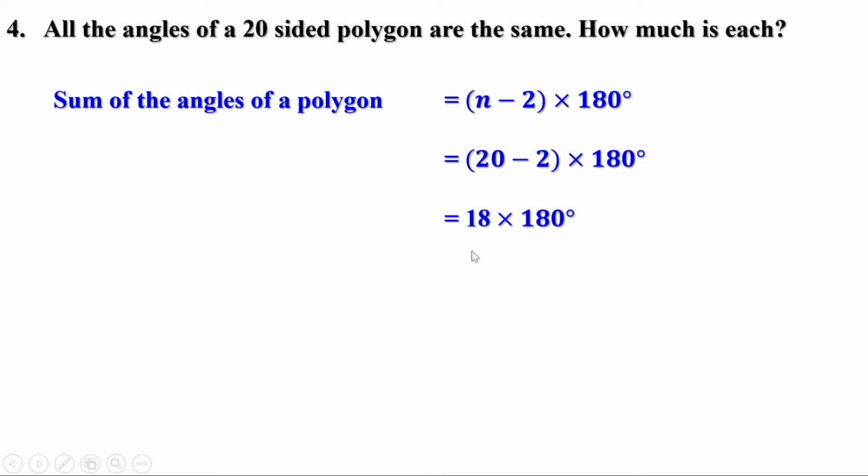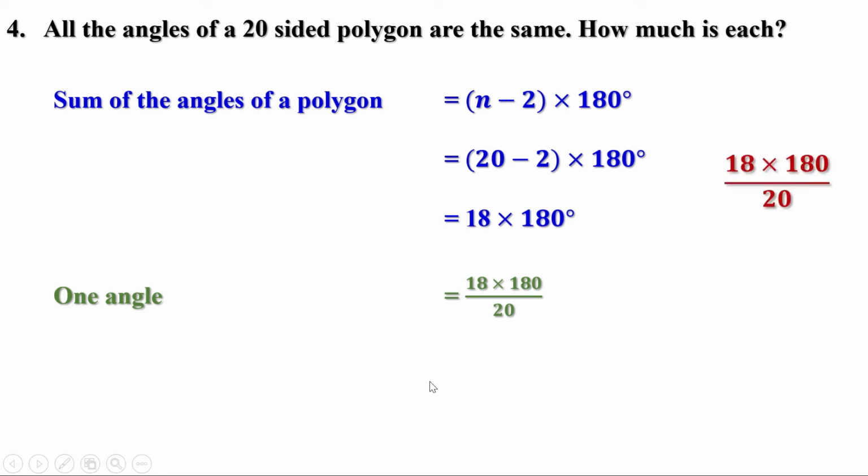When we multiply, we get the sum of the angles of this polygon. Here I am not going to multiply this because I need to find one angle of this polygon. So I am keeping this sum as it is. There are 20 sides for this polygon. Therefore, there will be 20 angles also. Given that all the angles are equal, how can we find one angle? For that, we have to divide the sum of the angles by the number of angles. That is, one angle is 18 into 180 divided by 20.